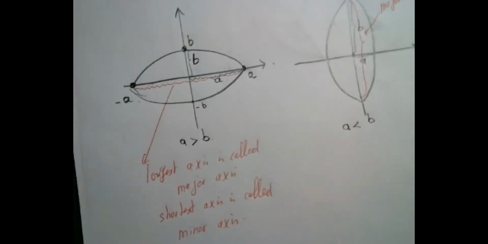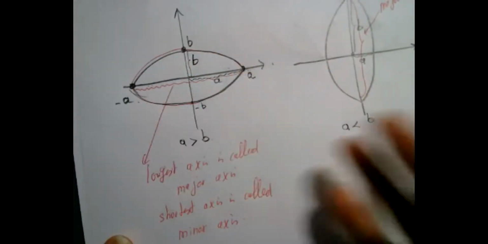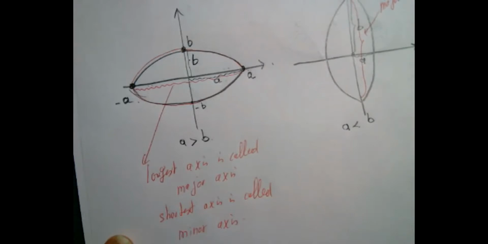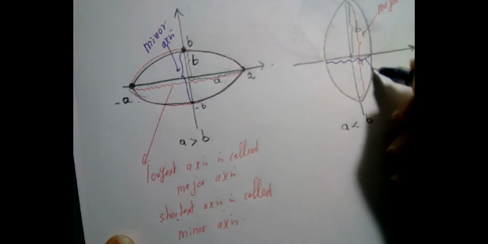And an ellipse has a total symmetry. It means this piece here and this piece here are mirror images of each other. This piece here and this piece here are also mirror images of each other. So there is a total symmetry in the graph. So the shortest axis is called the minor axis. So in this problem, I will do it like that. This is the minor axis. And here, this will become the minor axis.